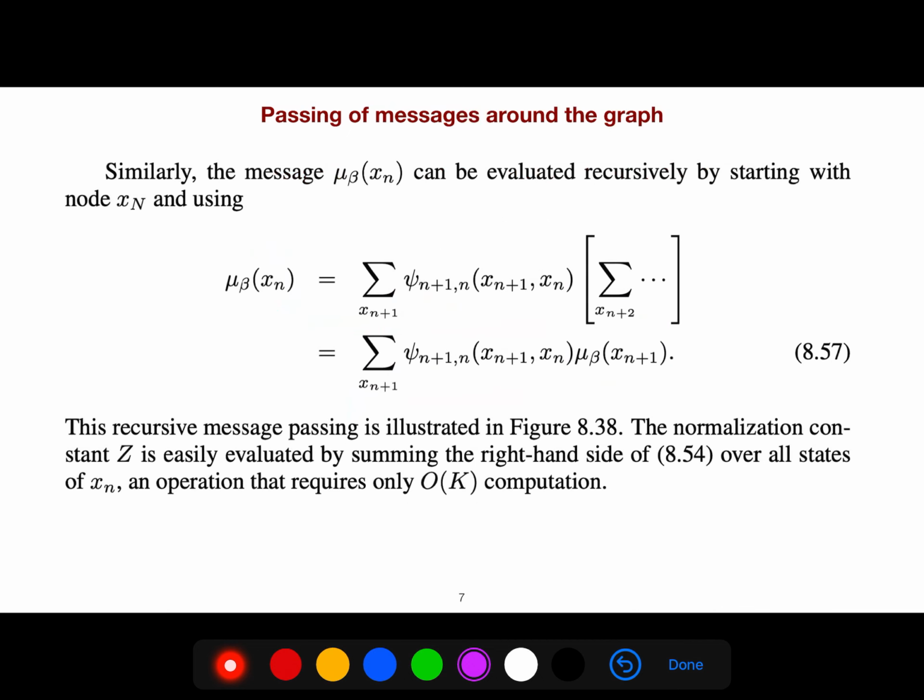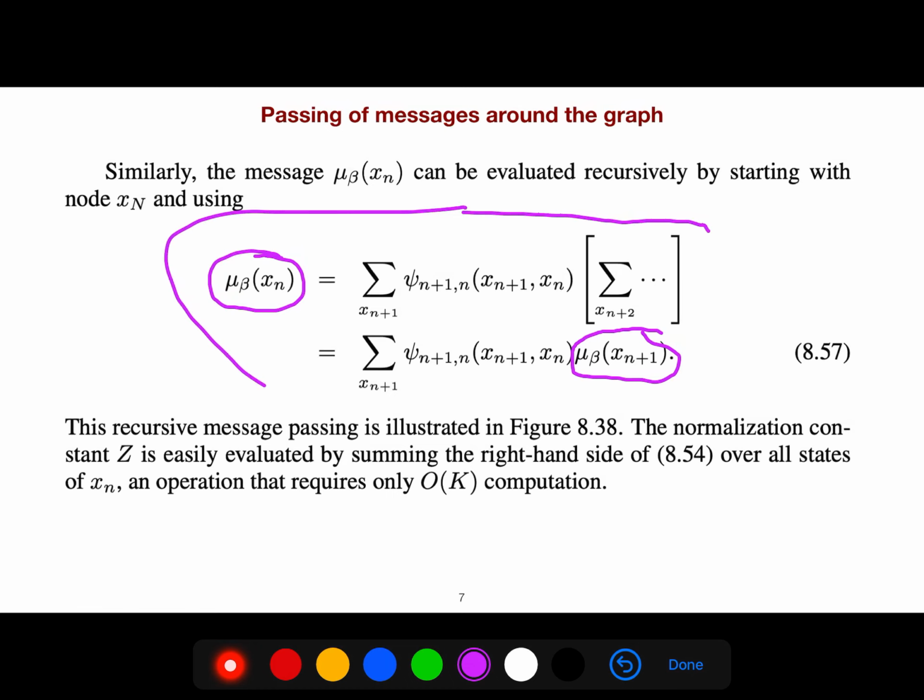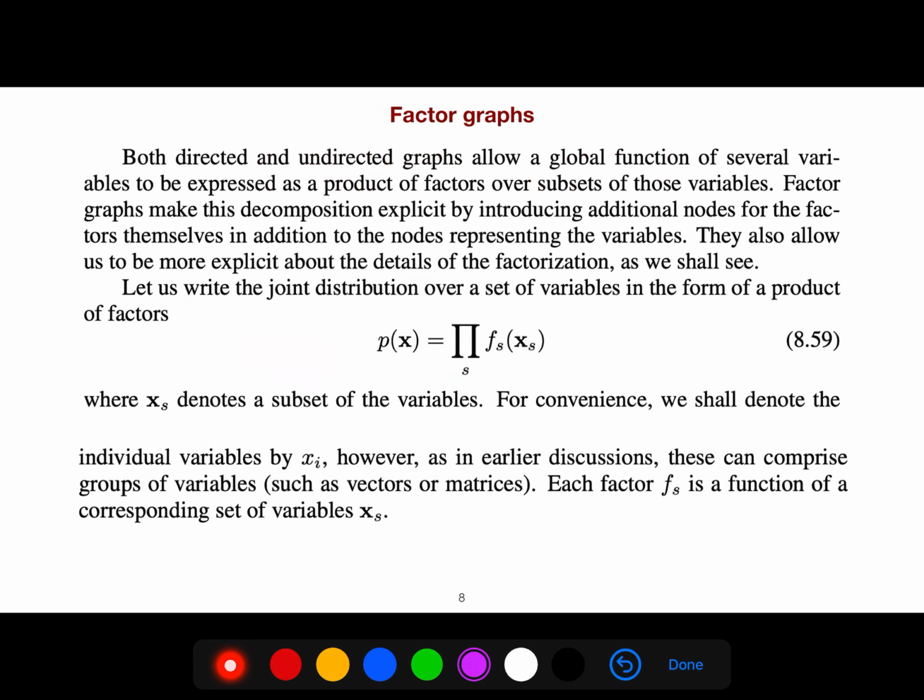And of course, passing messages around the graph for mu beta, the same thing. It can relate mu of beta of xn to mu beta of xn plus 1, and this is really important. And this recursive message passing is shown here. I will show you the factor graphs.